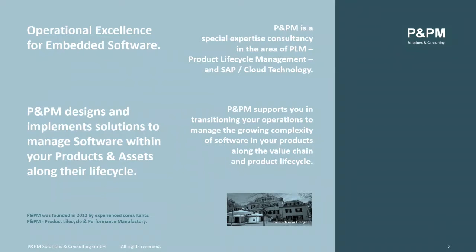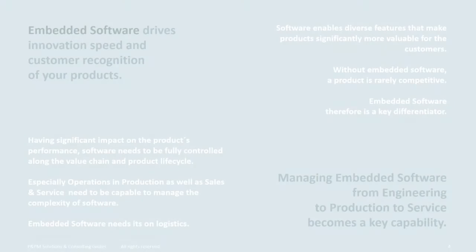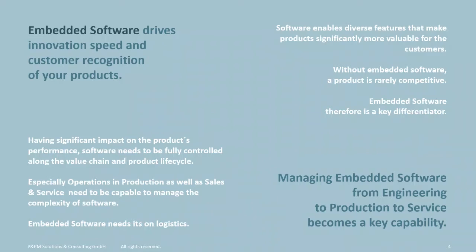P&PM designs and implements solutions to manage software within products and assets along the lifecycle. P&PM was founded in 2012 by experienced consultants. P&PM stands for Product Lifecycle and Performance Manufacturing. Embedded software drives innovation speed and customer recognition of your products. Managing embedded software from engineering to production to service becomes a key capability.